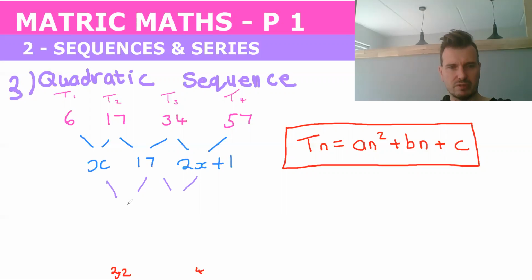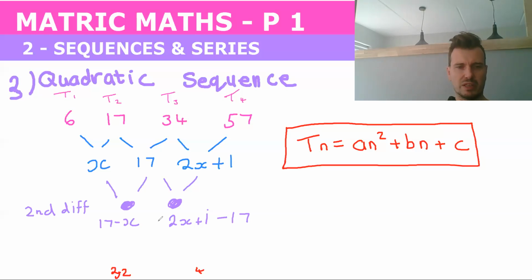All they're asking for is the value of x. So we know that these two values here are the same. Well, we know to work out the second difference, it's 17 minus x, right? And then the difference between these two will be 2x plus 1 minus 17. So those would be your two second differences. And what you do is you just make them equal to each other.